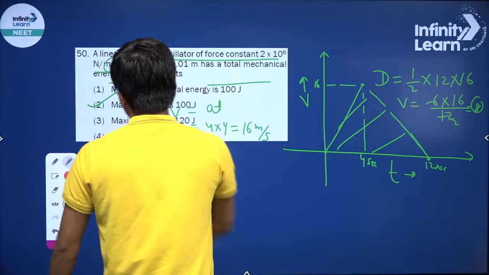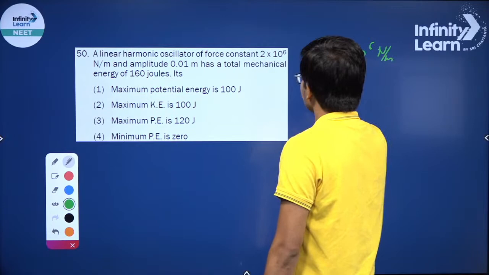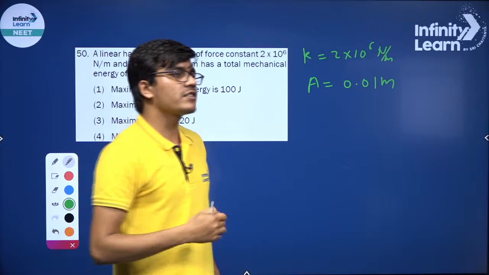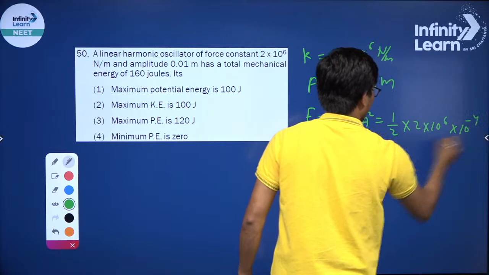Moving to the last question. This is again a good question from SHM. You have the value of k as 2 into 10 to the power 6 newton per meter, and amplitude is 0.01 meter. Can you calculate the total energy? Generally we remember that the total energy of SHM is half k a square. k is 2 into 10 to the power 6, a square is 10 to the power minus 4, so it is 100 joule.